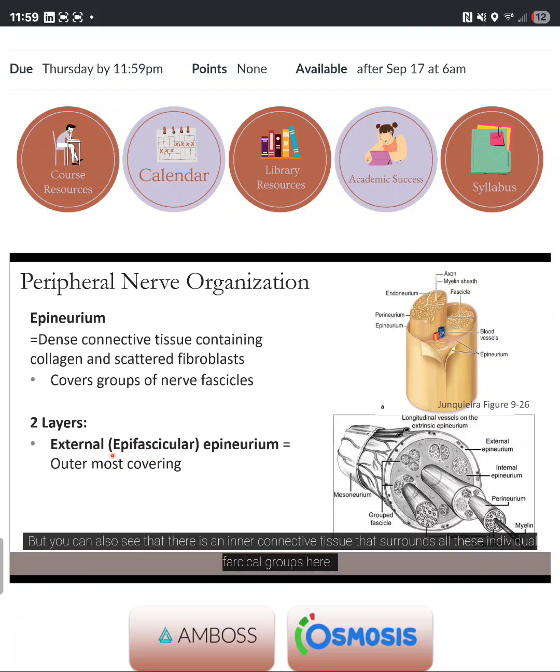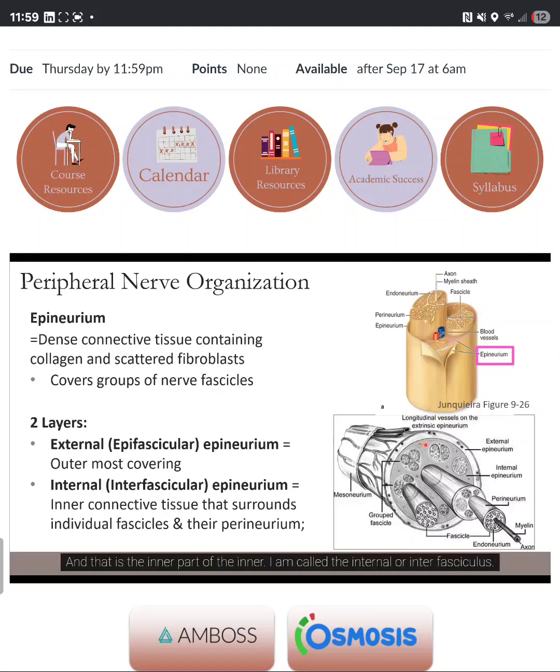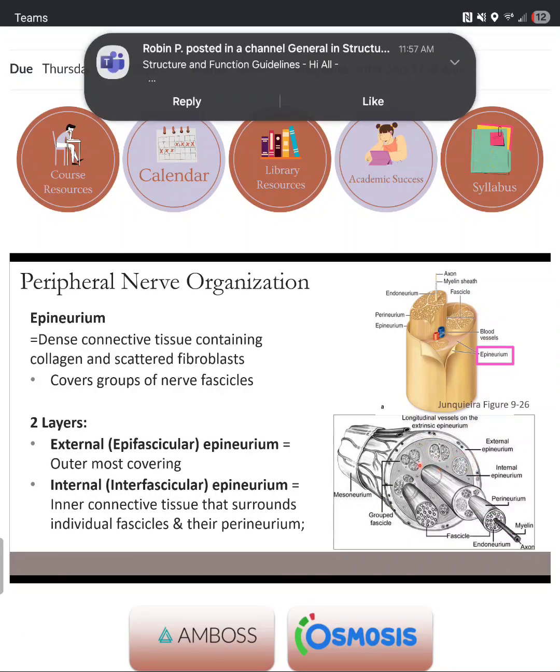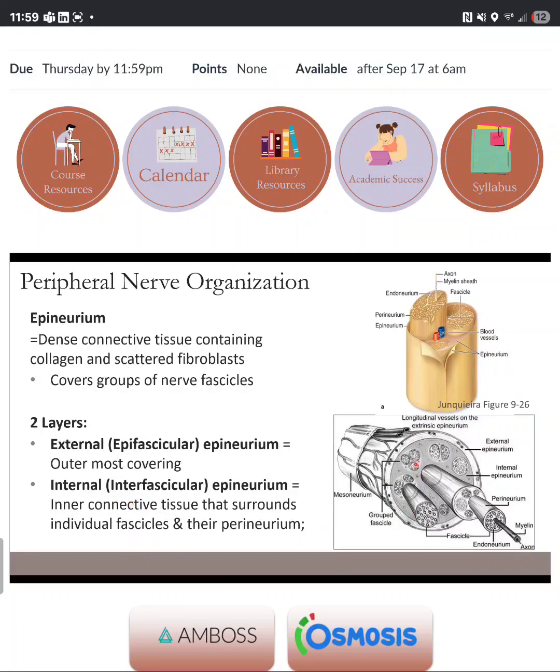But you can also see that there is an inner connective tissue that surrounds all these individual fascicle groups here, and that is the inner part of the epineurium called the internal or interfascicular epineurium. So it is also connective tissue, but it basically surrounds all the individual fascicles and their surrounding perineurium. Thus, in summary, be mindful of the organization.